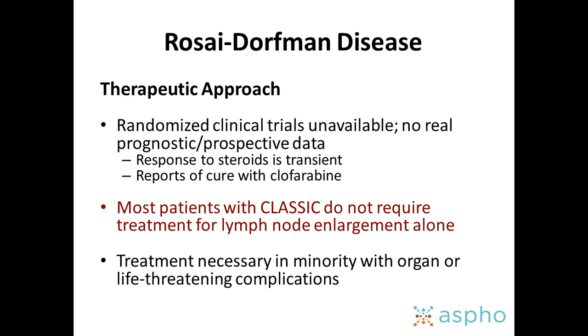Therapeutic approach, there's no data, but we do know that if you don't do anything, the kids with the lymph nodes often outgrow it, not always. If they have a lesion that's causing problems with their airway or there's other clinical issue, emergent steroids will always shrink the lymph nodes, but they'll always grow back when you stop. There are some reports of cure with clofarabine. But again, for the test, most patients with classic Rosai-Dorfman don't need anything.